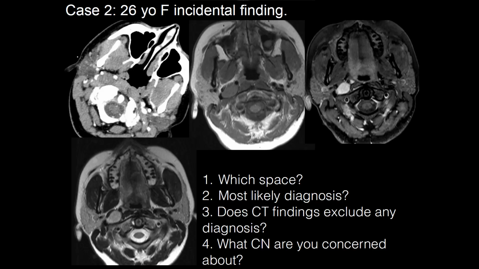I would probably say a neural tumor, like a nerve sheath tumor. Great, okay. Does the CT exclude the other main diagnosis in the carotid space? And look at it, it's really low attenuation, right? Like the spinal cord. No, I don't think. Does it?